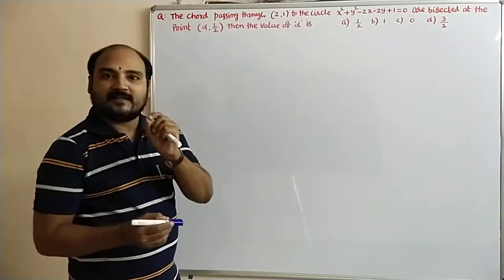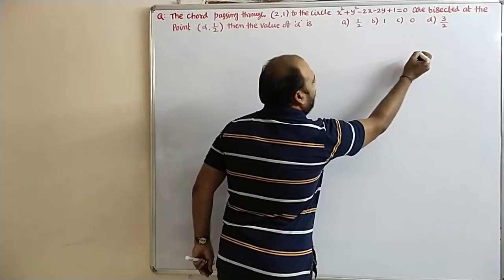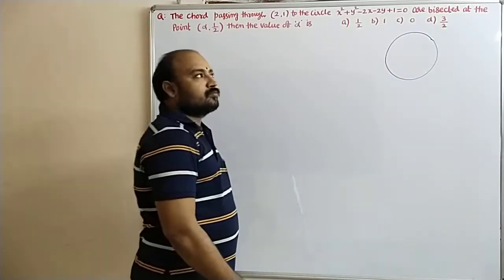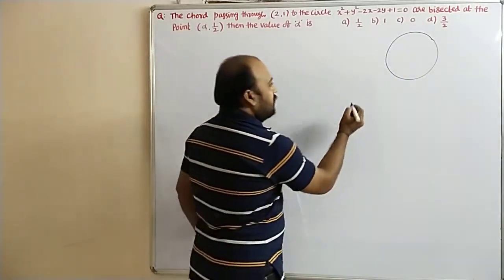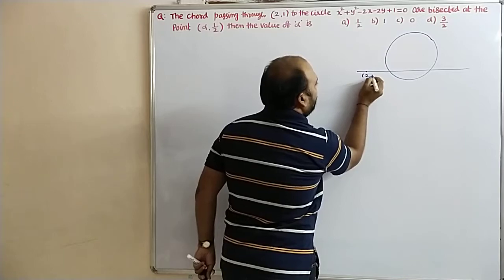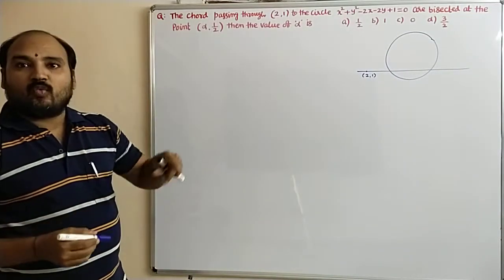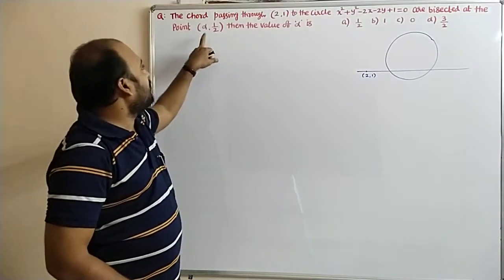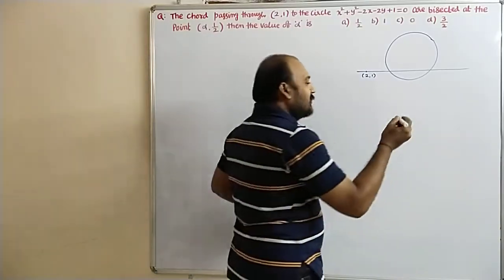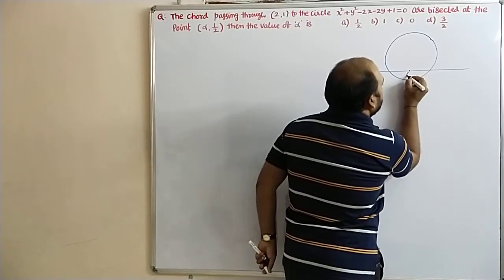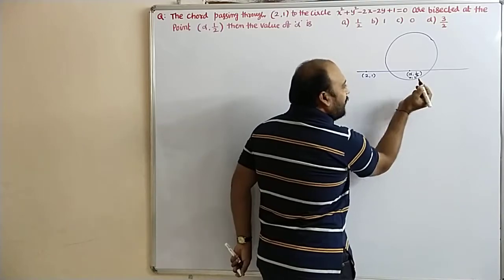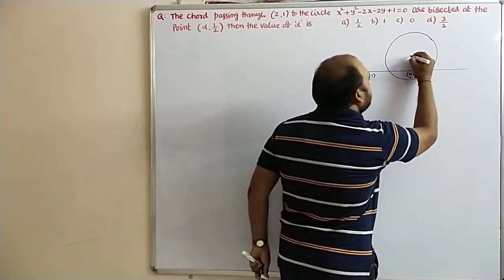According to the figure, circle is given. This is the circle. A chord passing through the point 2, 1. This is the chord equation, which is passing through the point 2, 1 and this chord bisected at the point alpha comma 1 by 2. That means this is midpoint of chords. Here midpoint of chords is given as alpha comma 1 by 2. I am assuming that x1 y1 is the midpoint of chord. This is the center of the circle.